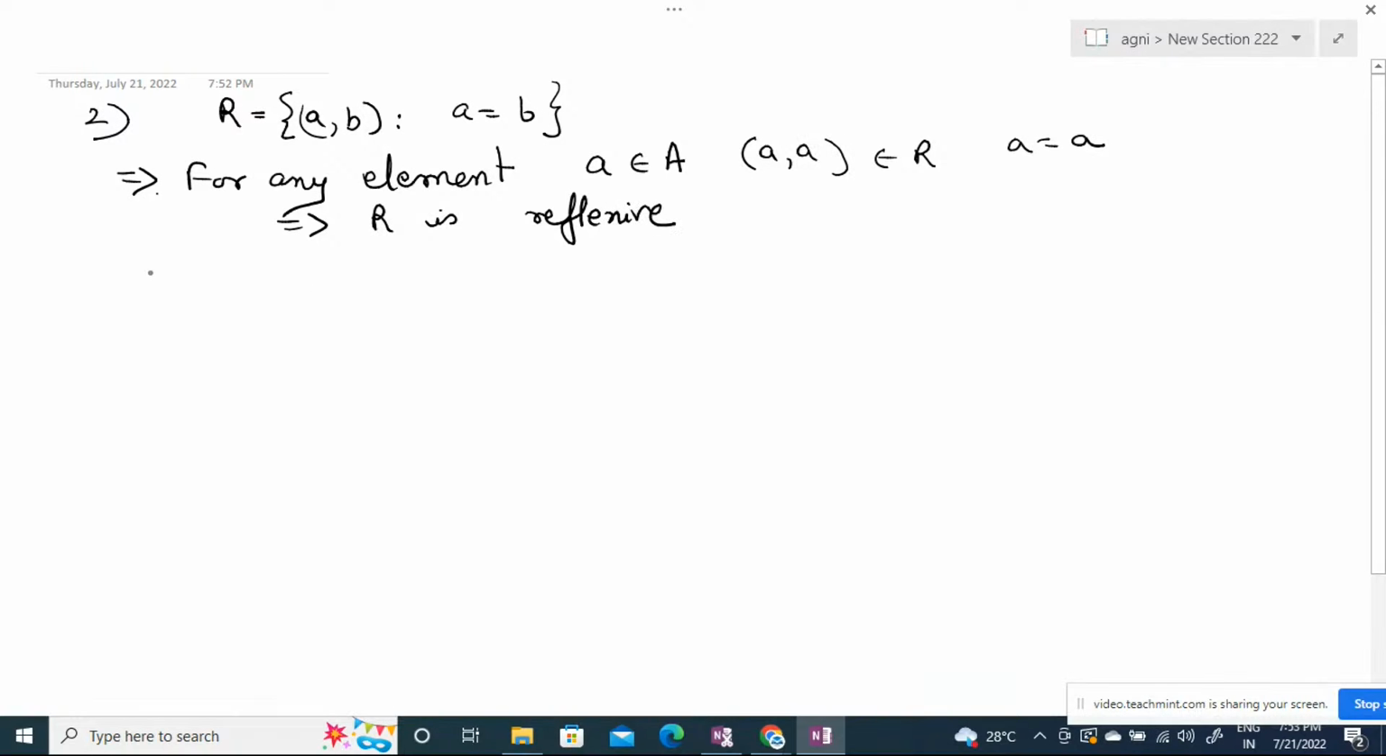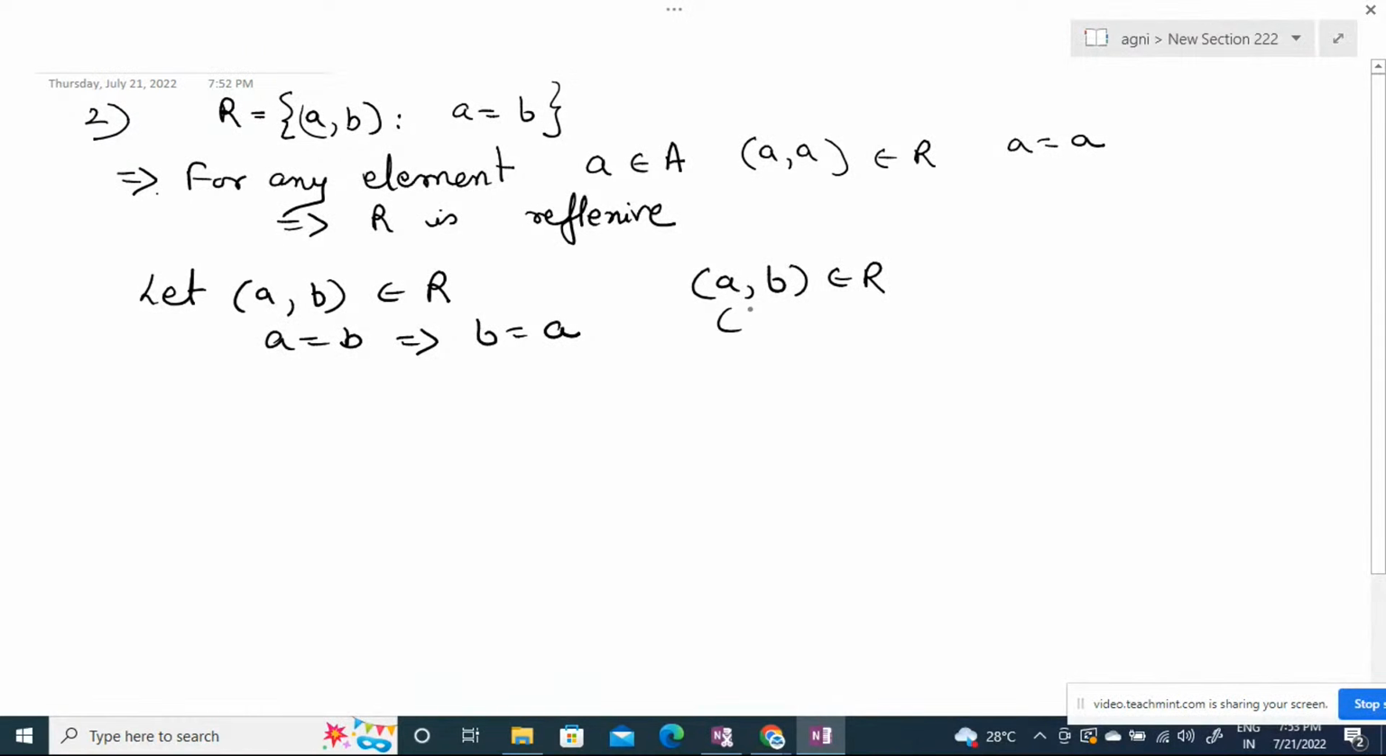Now I'm going to check for the symmetry. Let A comma B belong to R. So if A is equal to B, then it means what? B is also equal to A. So in case of symmetry, we have A comma B belongs to R and then B comma A belongs to R. So we can say that the relation is symmetric.